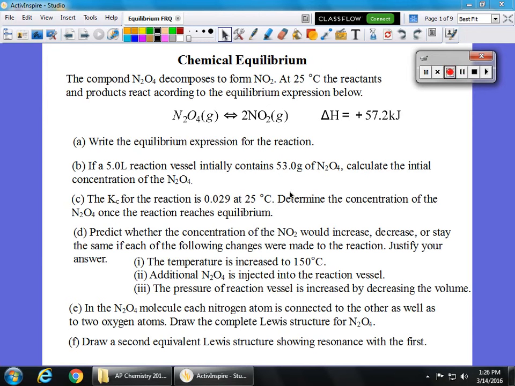This one's involving the decomposition of dinitrogen tetroxide into nitrogen dioxide. You're given a balanced chemical equation showing the equilibrium as well as the enthalpy change of the forward reaction. You're asked to write the equilibrium expression, calculate some initial concentrations, and then find the equilibrium concentration. So we're going to go through one step at a time.